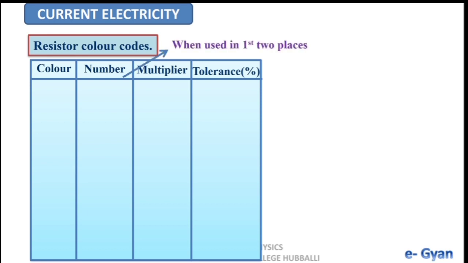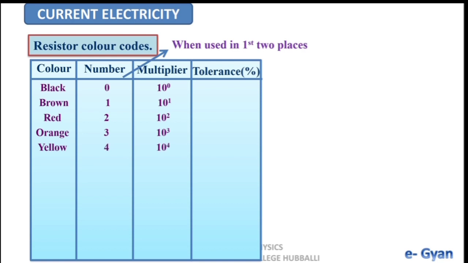First color is black, number is 0, multiplier is 10 to the power of 0. Second color is brown, number given is 1, multiplier is 10 to the power of 1. Third color red, number is 2, multiplier is 10 to the power of 2. Fourth color orange, number given is 3, multiplier is 10 to the power of 3.